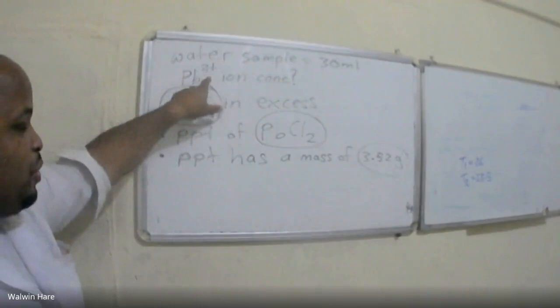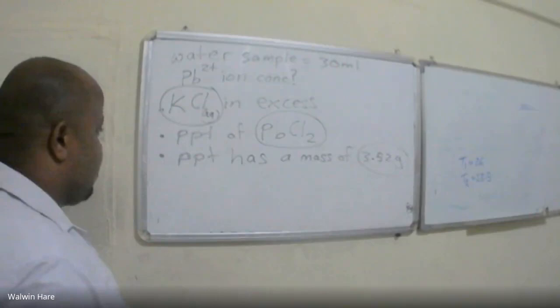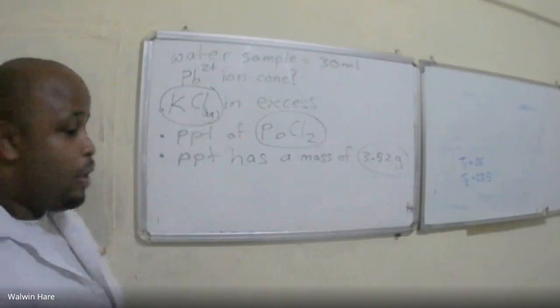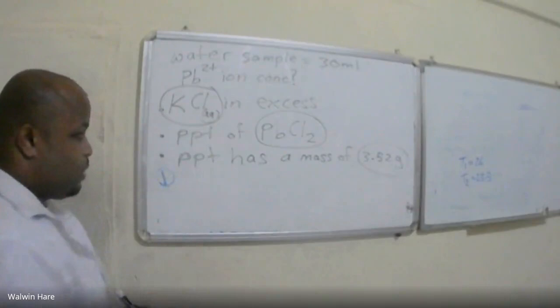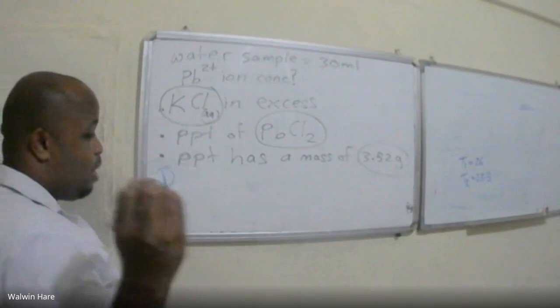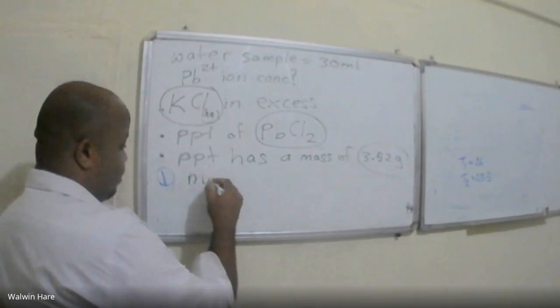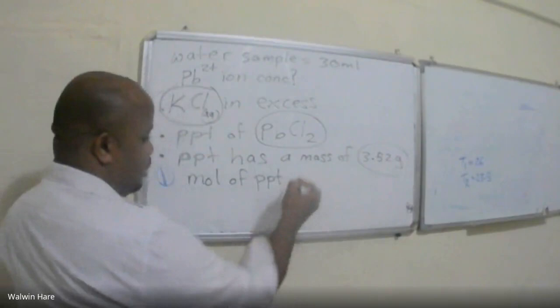So let me just see if you understand the first step. What should be the first step in our calculation for this type of calculation? What do we always do first? All right, we're always going to calculate the moles of our precipitate. And the mole is mass over molar mass.